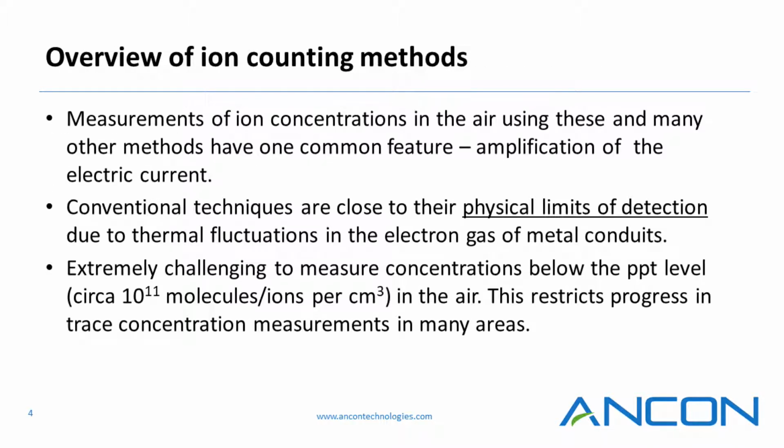Measurements of ion concentrations in the air using these and many other methods have one common feature: amplification of the electric current. Conventional techniques are close to their physical limits of detection due to thermal fluctuations in the electron gas of metal conduits. This means it is extremely challenging to measure concentrations below the parts per trillion level in the air, and therefore restricts progress in trace concentration measurements in many areas.